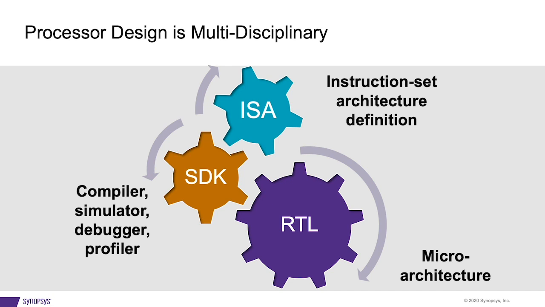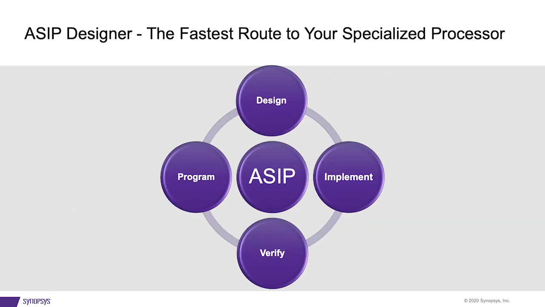Designing your own processor used to be limited to a few experts, as it involves not only the hardware design, but also the definition of the instruction set itself and the development of a fully featured software development kit, or short SDK. This is where ASIP Designer comes in. It provides the most efficient way to design, implement, program and verify your application-specific processor.